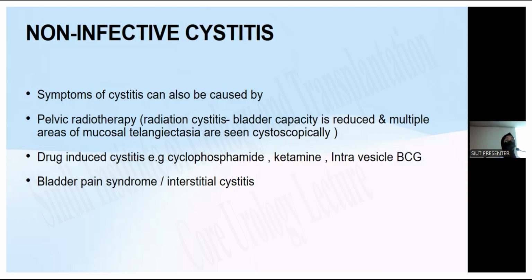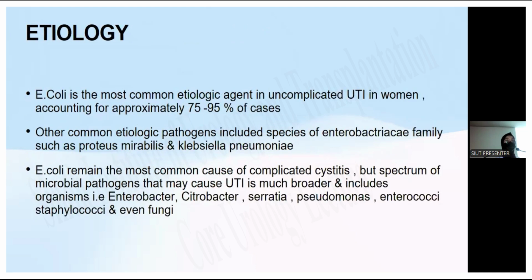And also, it may be drug-induced, the primary drugs being cyclophosphamide, ketamine, and the use of intravesical BCG, which we offer as a treatment to our patients with bladder growth. And we can also have interstitial cystitis, which is also known as bladder pain syndrome, and we will be discussing it shortly. The most common organism is E.